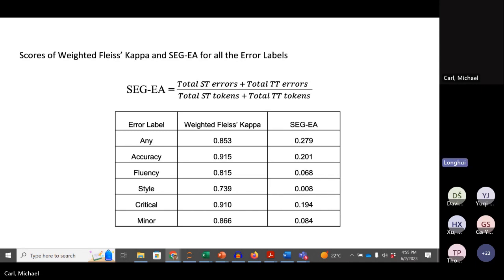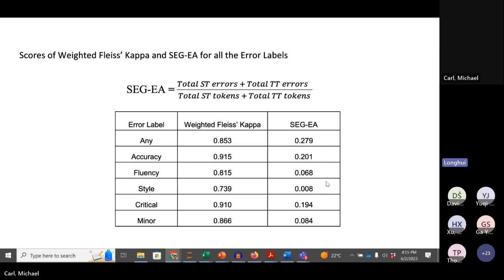And for accuracy error, about 20% of the text has accuracy errors, and fluency errors have much less occurrence, about 7%. Style error has the lowest percentage, and critical error is similar to accuracy error.